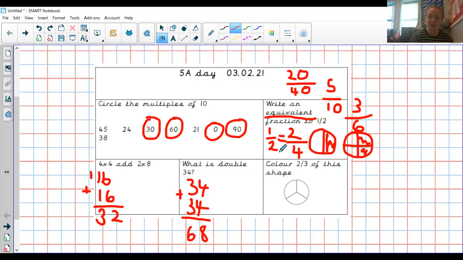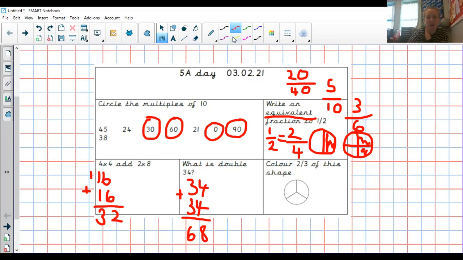So you can see that this is the most common one, which I'm hoping you got because that's what we were learning about. But there are other variations you could have had as well. As long as the numerator is half of the denominator, you have also written an equivalent fraction to 1/2. So give yourself a mark for that if you got it. If you didn't, don't worry. We are going to come back to fractions again later on in the year.